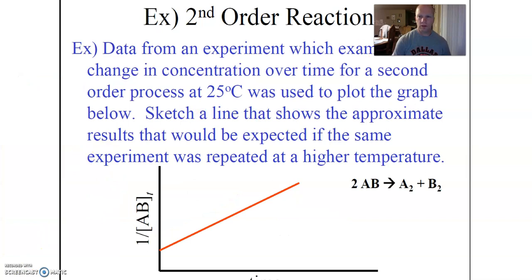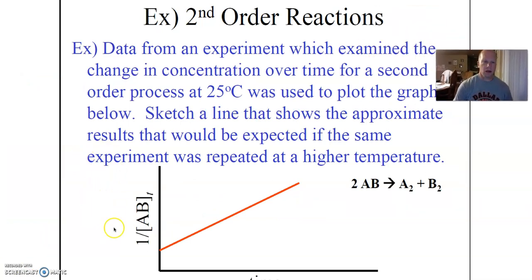Okay, so here's one with second order reactions, you guys. This is kind of like the one that we did at the beginning. If we sketch a line and the experiment is repeated at a higher temperature, what would we expect? If it was at a higher temperature, I would expect my rate law to have a higher slope here. That would be because A would be decreasing at a faster rate, so my slope of 1 divided by A would be steeper.